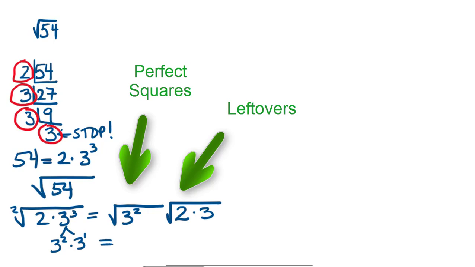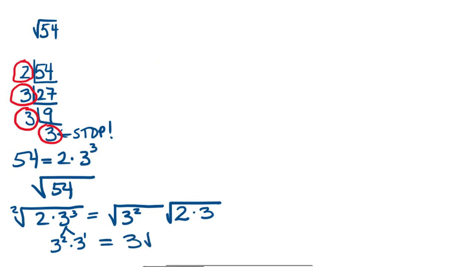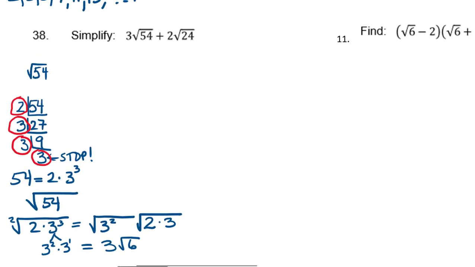So the square root of 3 squared is 3, times the square root of 6. So in our original problem, the 3 root 54 would be 3 times 3 root 6.